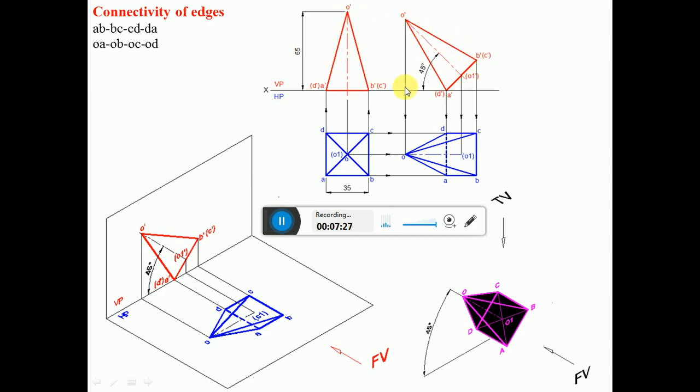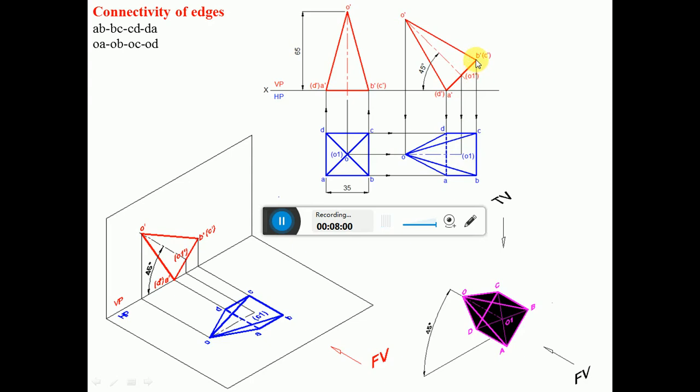Then you draw the top view. How to draw the top view? First draw a vertical projector from O dash and then a horizontal projector from O to get this point O. Similarly, draw a vertical projector from A dash and D dash and a horizontal projector from A and D to get this point AD. Similarly, draw a vertical projector from O1 dash and a horizontal projector from O1 to get this point O1.